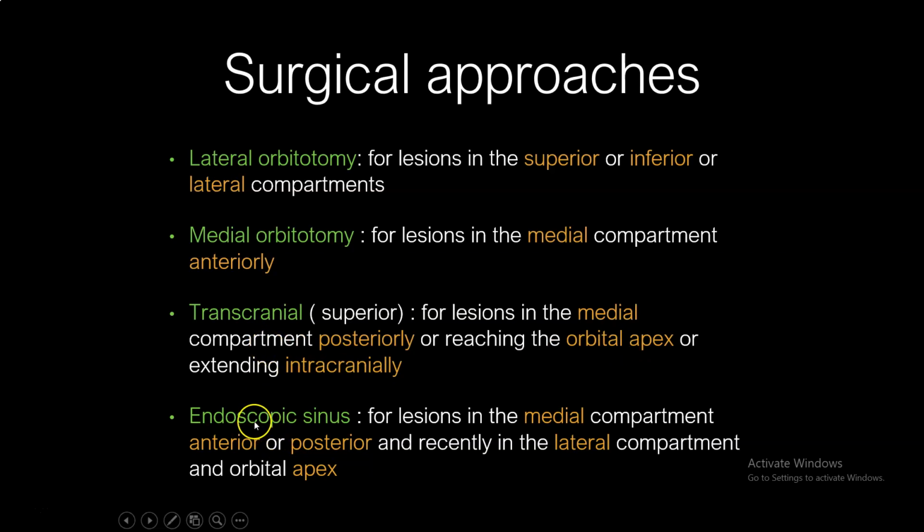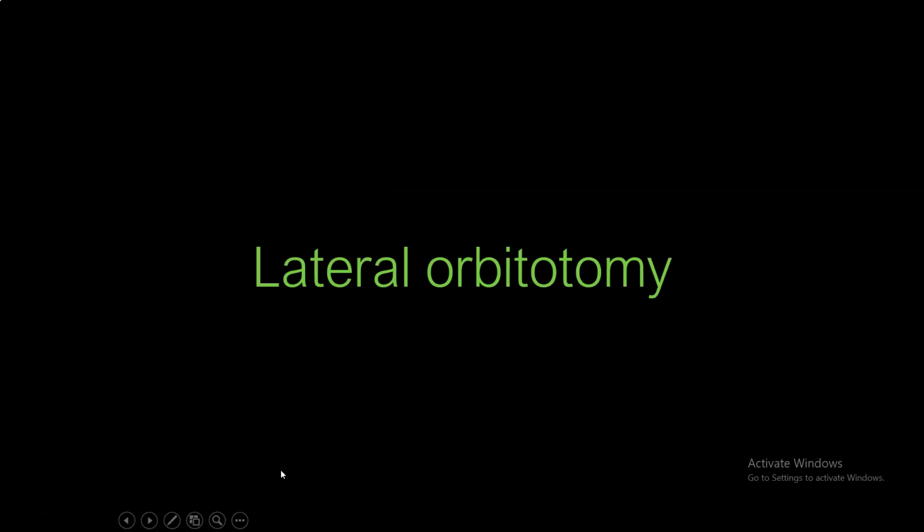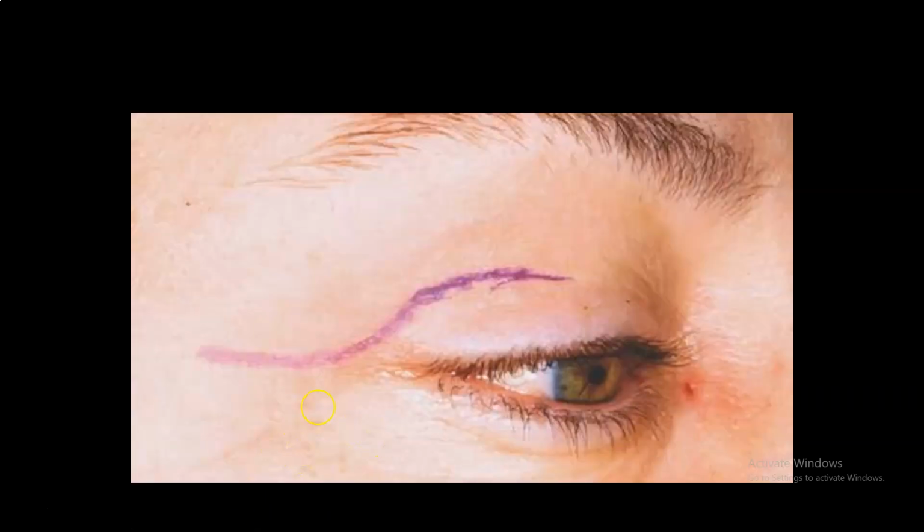Also there is the endoscopic sinus approach, and it is a relatively recent subject. Lesions in the medial compartment or lateral compartment, you can take it via the endoscope from the ethmoid sinus, or you can reach even the lateral compartment without taking out the lateral orbital rim, without the lateral orbitotomy. You can reach the lateral compartment and even the orbital apex. So the lateral orbitotomy, it was discussed before.